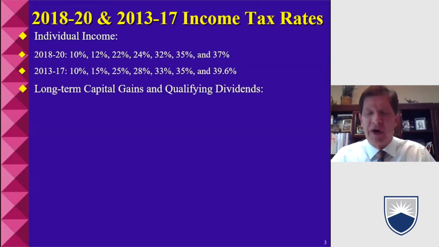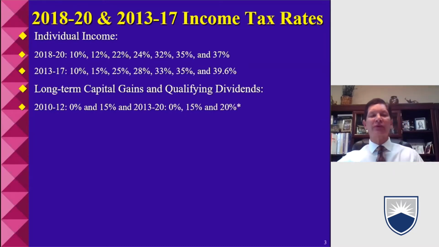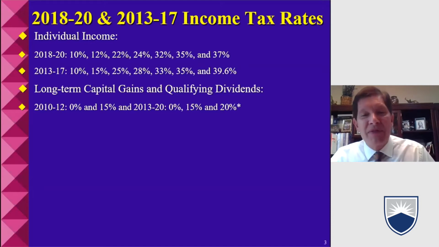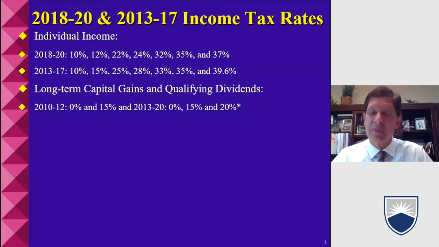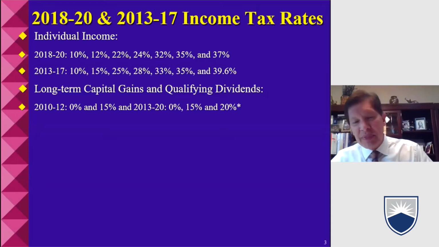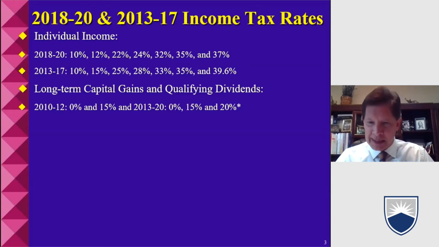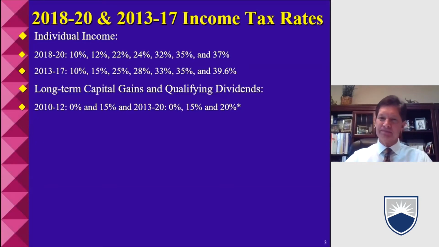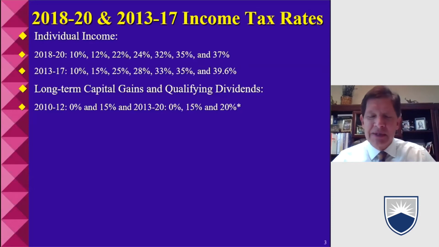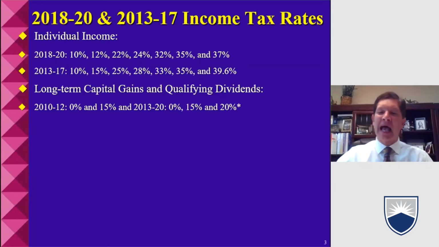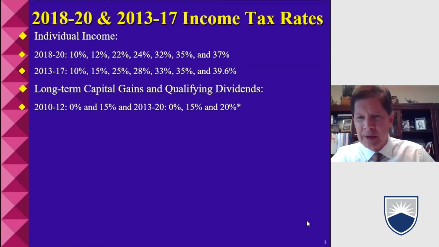Long-term capital gains and qualifying dividends. Very interesting setup here. We have had 3 different rates for qualifying dividends and long-term capital gains for about a decade. We have a 0% rate if you're in the lowest tax brackets, a 15% rate, the most common, and a 20% rate. The reality is that the 20% rate on long-term capital gains and qualifying dividend income actually kicks in at about the 35% tax bracket. Under prior law, back in 2017, the 20% rate really didn't apply until you were in the top tax bracket of 39.6%.